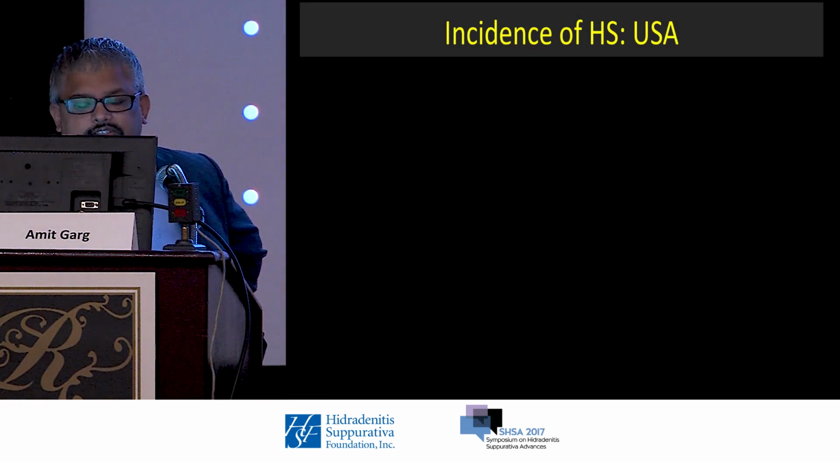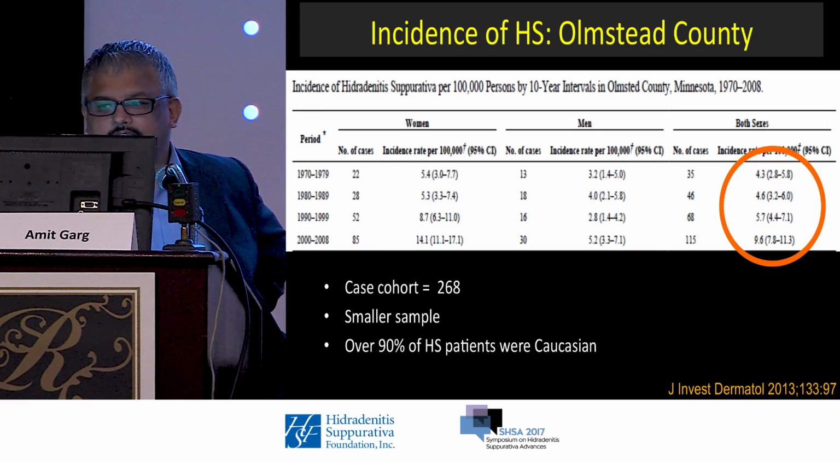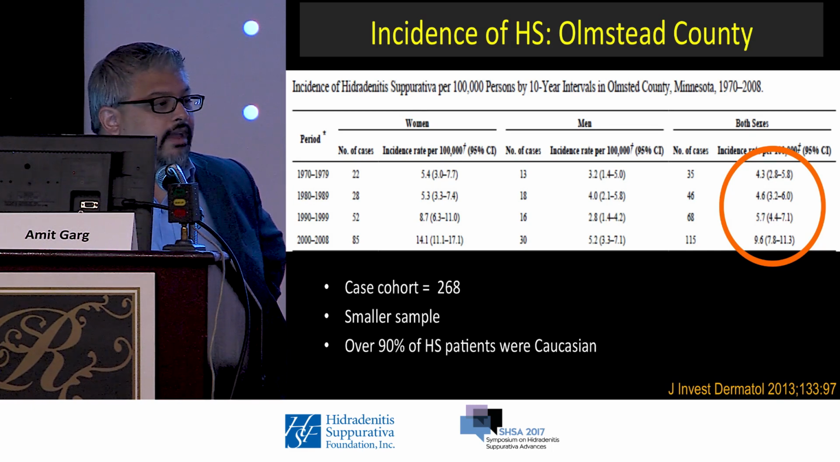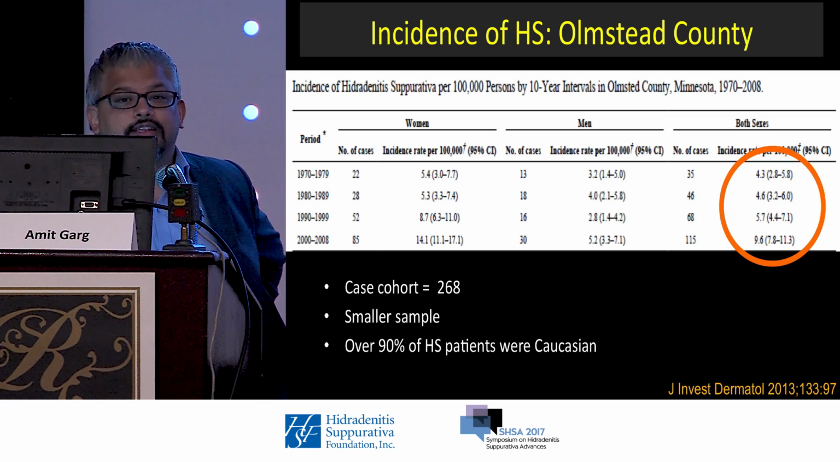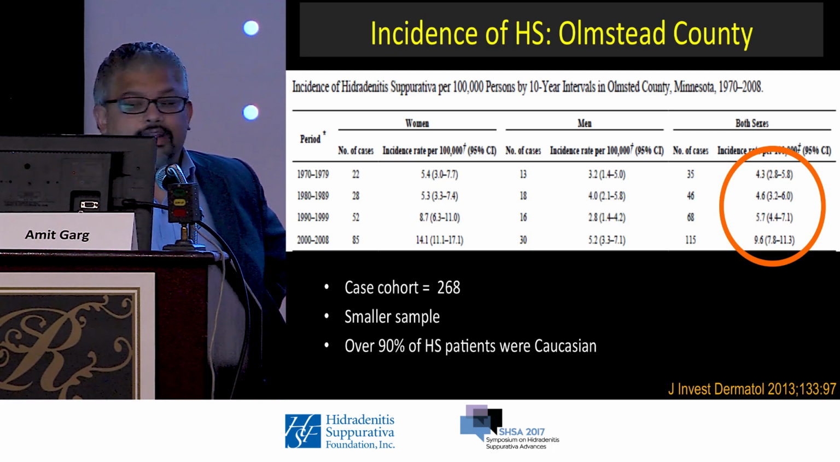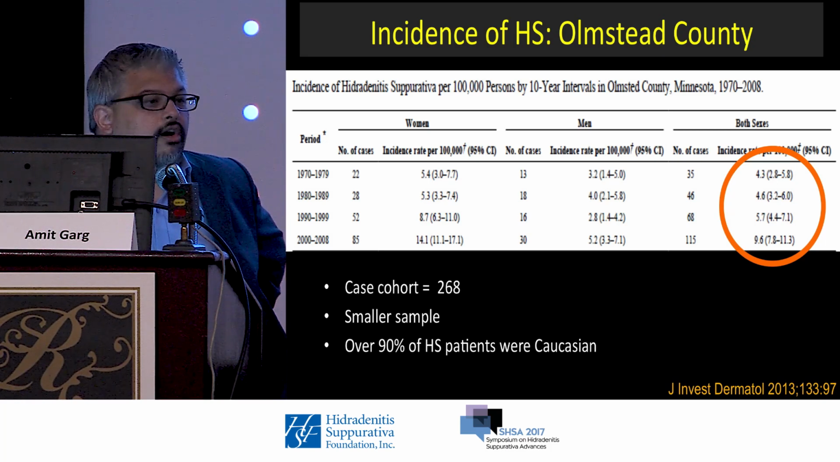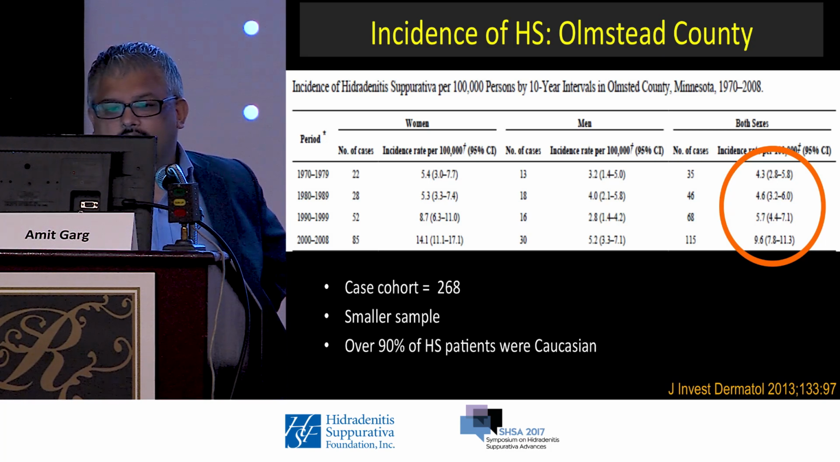Okay, and what about incidence? This was Mark's study, again, out of Olmsted County. When he looked at 10-year intervals, he saw increases over the past several decades in the incidence, meaning new cases of HS. The most recent data, from 2000 to 2008, showed an incidence of about 10 new cases per year per 100,000 patients.